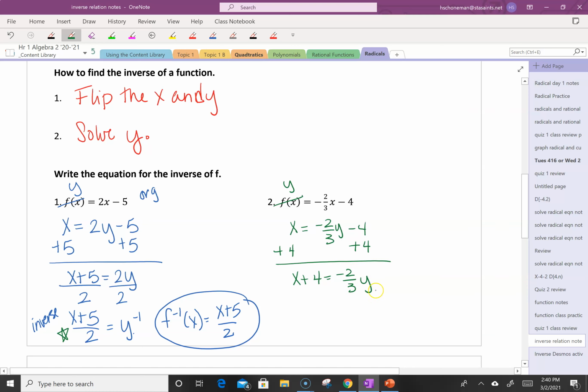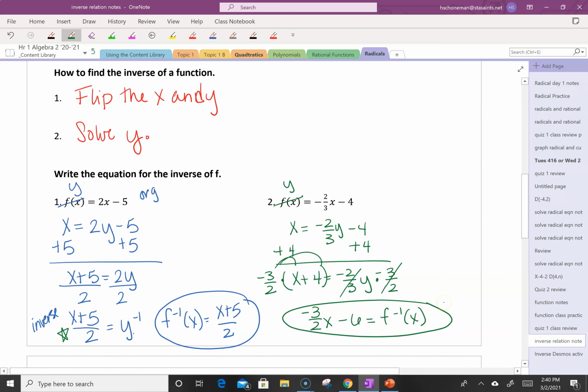I cannot divide by a fraction, so instead I'm going to multiply by the reciprocal. I do not change the sign, I just multiply by the reciprocal, and the reciprocal is -3/2. Now on the right, this is nice because it cancels. On the left, we're going to have to distribute. So that gives me negative 3/2 x, and then negative 3/2 times 4, well, we can use our shortcut. 4 divided by 2 is 2, times the negative 3 gives me negative 6 equals, and we don't write the inverse of y, we write the inverse of function x, which is written like that.